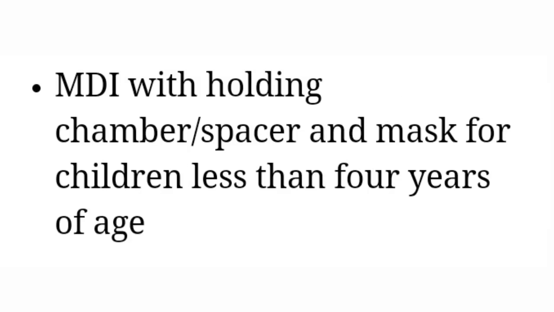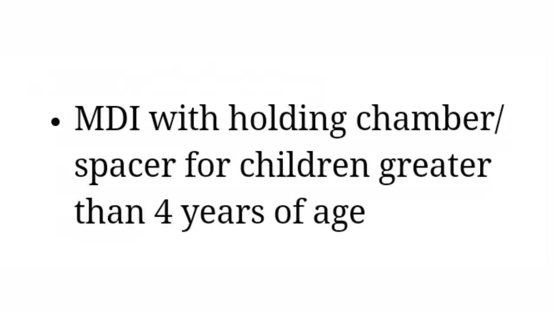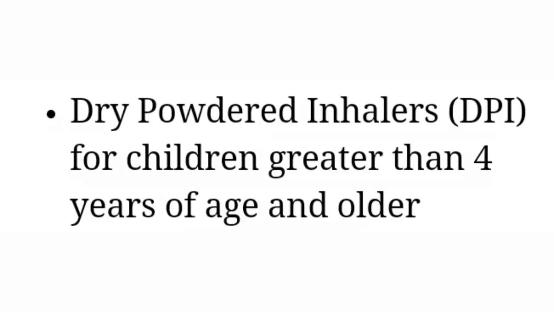MDI, metered dose inhaler, with the holding chamber, spacer and mask is for children less than 4 years of age. So for less than 4 years of age, you can use the MDI, but you have to attach a mask and spacer device to it. MDI with holding chamber, spacer, is for children greater than 4 years of age. So after 4 years of age, you don't need the mask. You can use the metered dose inhaler along with the spacer device only. And dry powder inhalers, that is DPI, are for children greater than 4 years of age and older. So for more than 4 years of age, you can go for the DPI, that is dry powder inhaler.